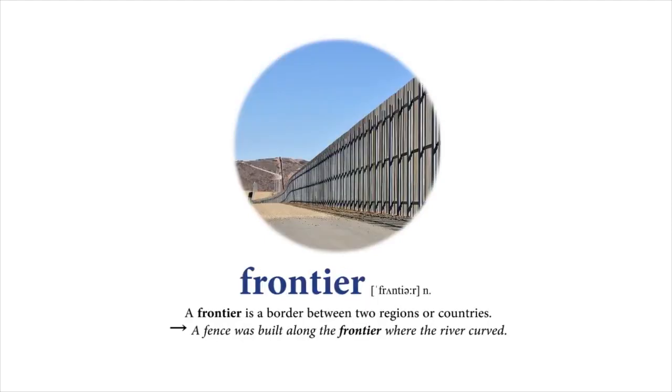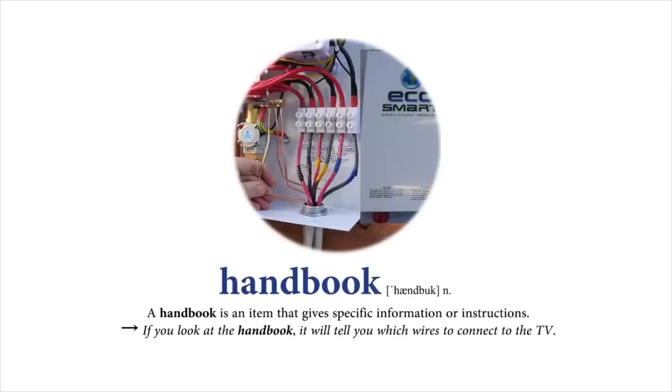Frontier. A frontier is a border between two regions or countries. A fence was built along the frontier where the river curved. Handbook. A handbook is an item that gives specific information or instructions. If you look at the handbook, it will tell you which wires to connect to the TV.